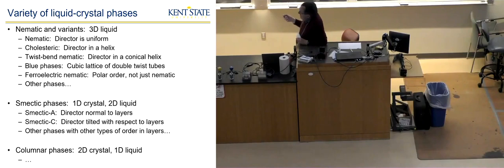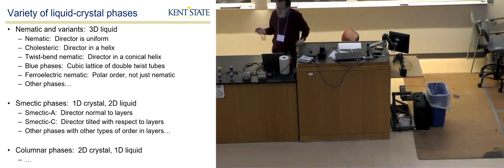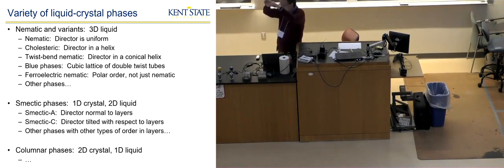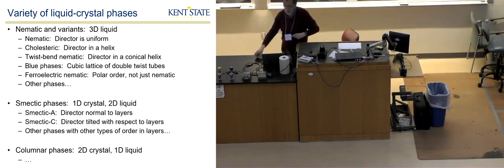Then, if you want to categorize even more, you could say in the smectic A phase, the orientation of the molecules tends to be perpendicular to the layers, along the layer normal, along the wave vector. By comparison, in the smectic C phase, the director tends to be tilted over. That is, the molecules are not vertical, but they're tilted over.